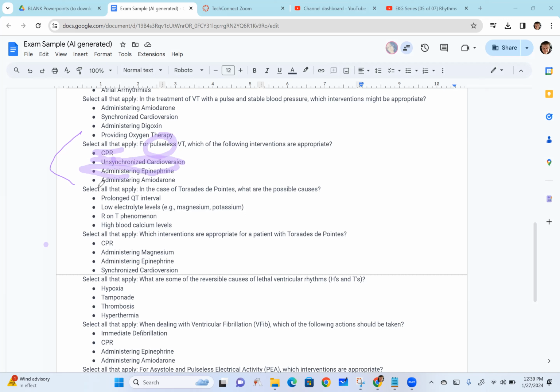And then what about amiodarone? Yes, amiodarone is given for VTAC. Remember, it's one of our ABCD agents, but it's the one that works for both. It plays for both teams.